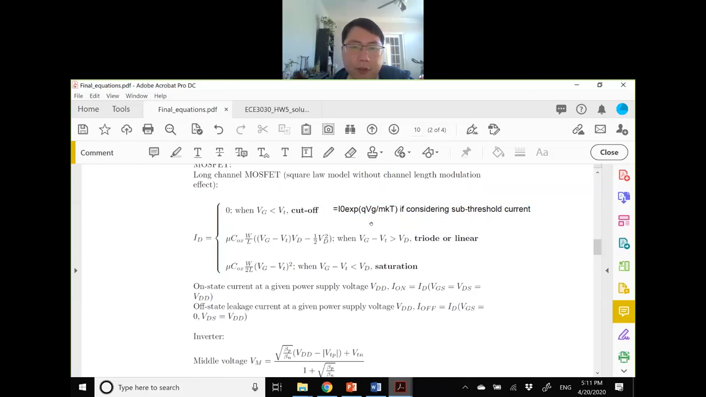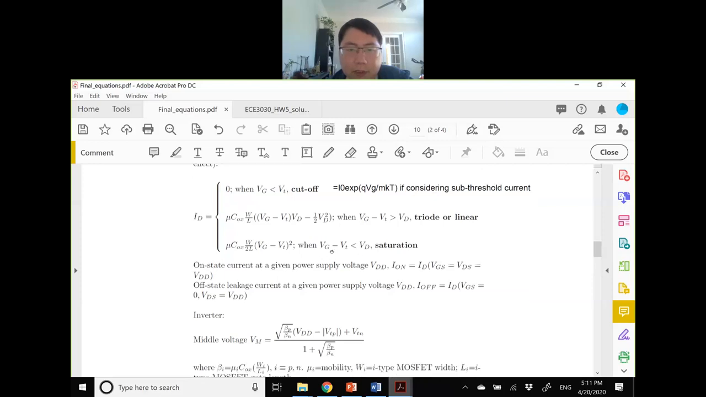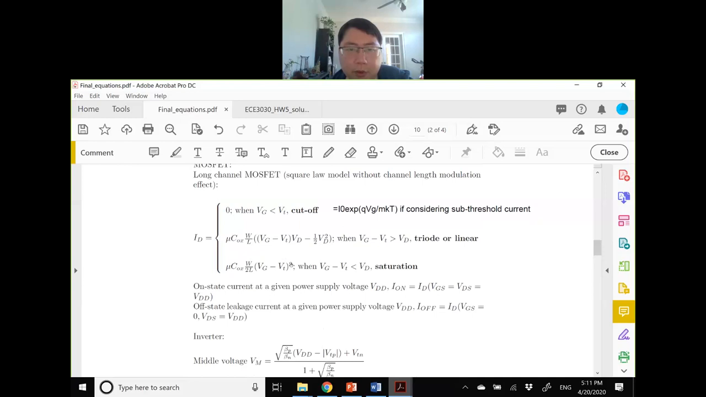It's a coefficient. And then when the gate voltage is larger than threshold, then we can divide this into triode or the saturation. The turning point is you need to compare the Vg minus Vt versus the Vd. So if Vg minus Vt is larger than Vd, then we have the triode, and you use this equation. And then if we have the saturation, then you use this equation. So here in the saturation, because we have Vg minus Vt squared, this is also called the square law.